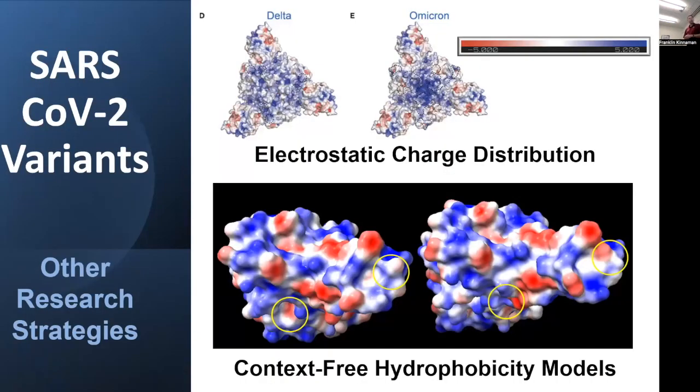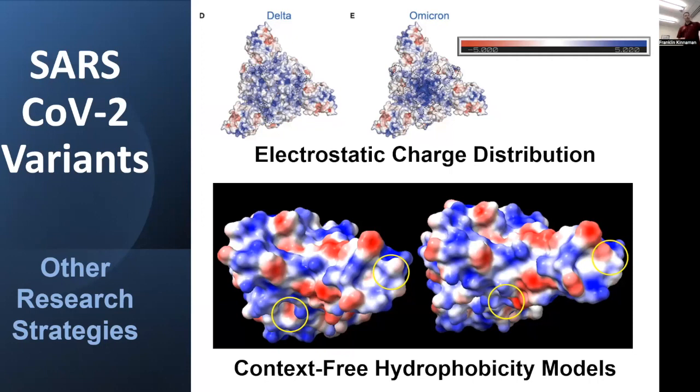A lot of the research that revolves around studying COVID focuses on the electrostatic charge distribution. That's the element they're trying to investigate to see why the different variants differ in their effects. Some focus on hydrophobicity, but as I mentioned before, their models are pretty context-free. They just say, well, this is an alanine, so it's going to be that.